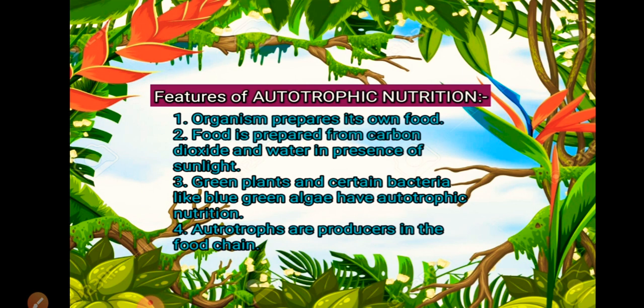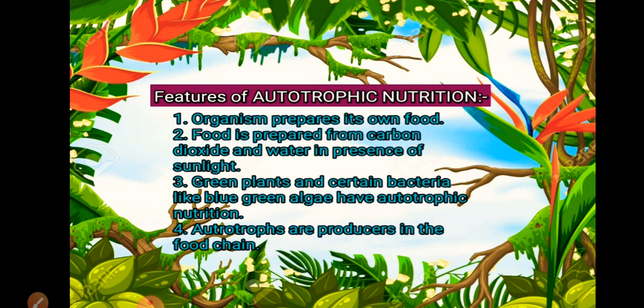Okay, third is, green plants and certain bacteria like blue-green algae have autotrophic nutrition. In case of green plants, obviously we know; blue-green algae is another category that shows autotrophic nutrition. Then fourth, autotrophs are producers in the food chain. We have read about the food chain. We know that there are producers, there are consumers, there are decomposers. Producers are those which produce the food. Consumers are heterotrophs. There are again categories, that is primary consumer, secondary consumer. The primary consumer would directly depend on the producer. The secondary consumer will depend on the primary consumer. The chain will go on and on.